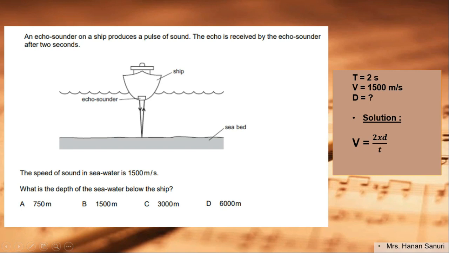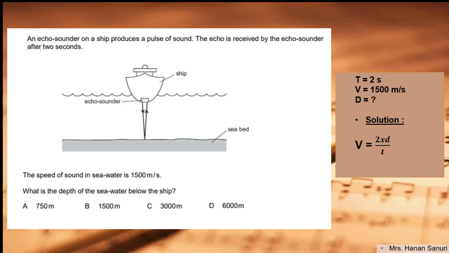But we said always in echo questions, what you have to do, you have to multiply the distance by 2. Because if the distance here is 1,000, for example, you go back and forth, okay? Back and forth. So 1,000 and 1,000, the distance is 2,000. Because it's not only one way, it's two ways.